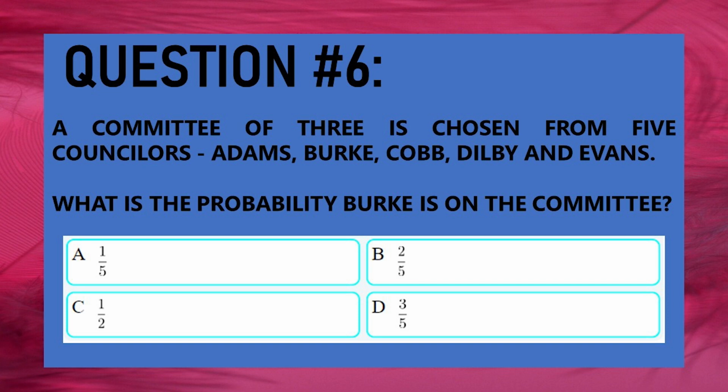A committee of 3 is chosen from 5 counselors: Adams, Burke, Cobb, Delby, and Evans. What is the probability Burke is on the committee? Letter A, 1 over 5. Letter B, 2 over 5. Letter C, 1 over 2. Or letter D, 3 over 5.